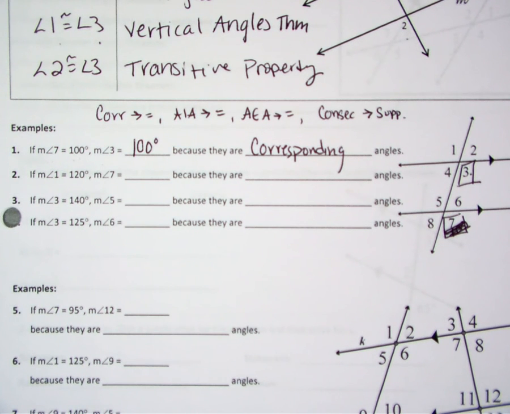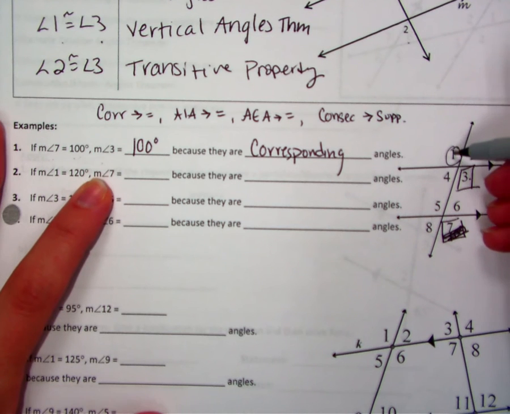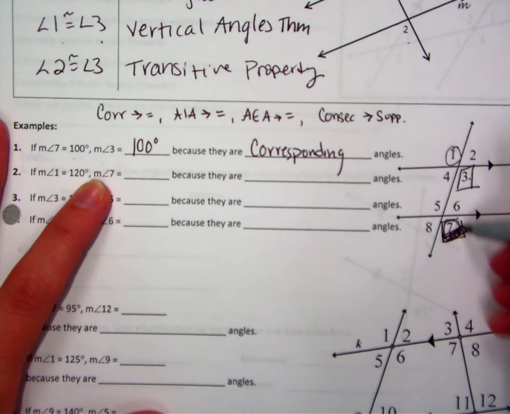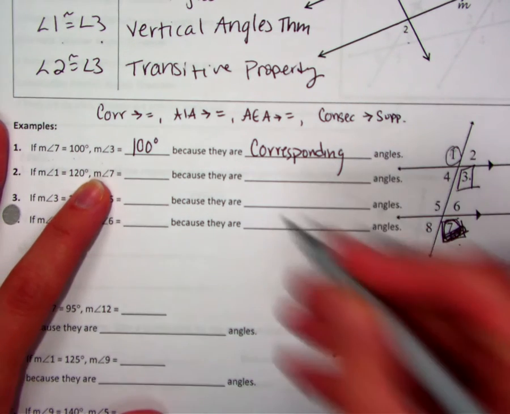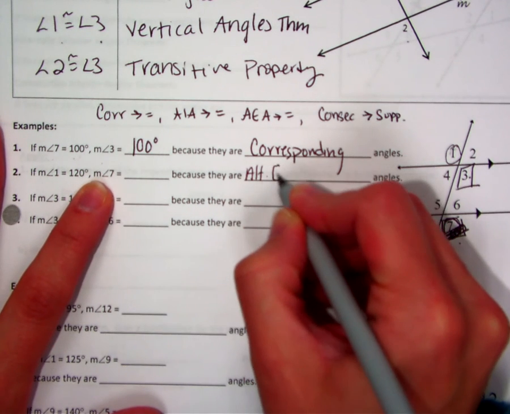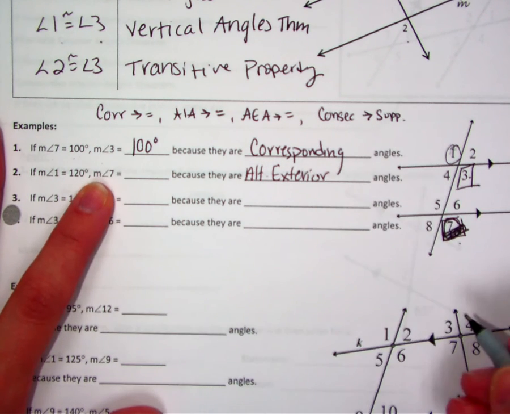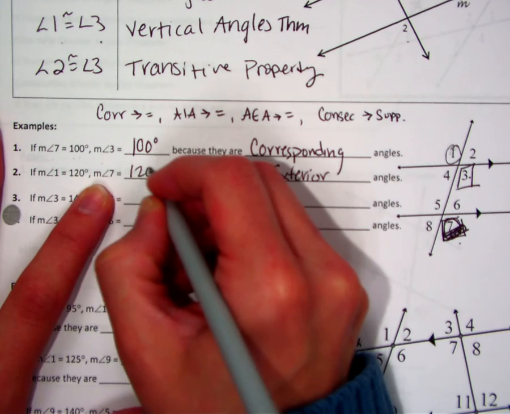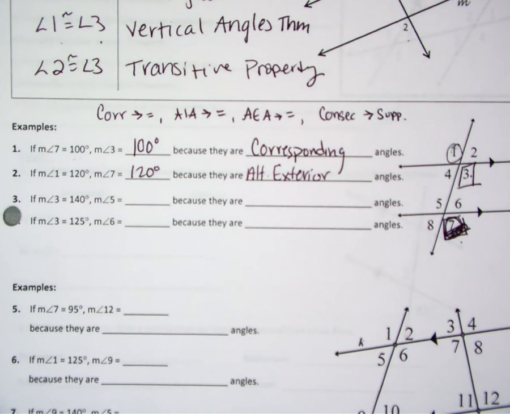Okay, so angle 1 is 120. So here's angle 1. How does that relate to angle 7? Those are alternate exterior, so they should be equal. So that would also be 120 degrees. Okay. This is another one. I would pause the video right here, try numbers 3 and 4 on your own, and then press play and continue.